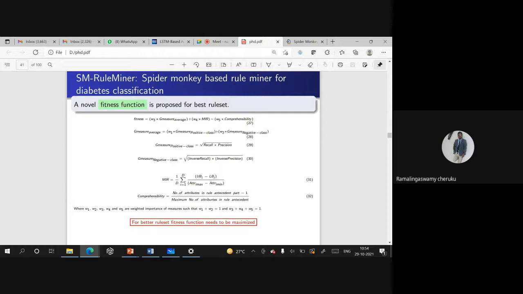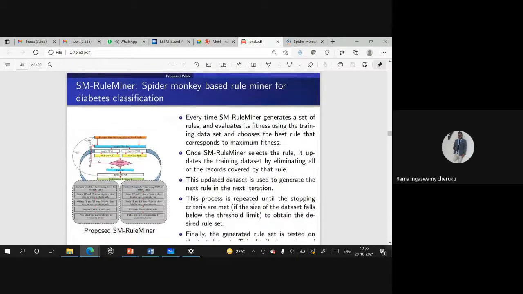So altogether, we combined all these three measures and created a fitness function. For a better fitness function, you have to maximize this value. That means you have to maximize the G measure. The fitness function will be maximum when the G measure is maximum, MIR is maximum, and the comprehensibility is low. So we are maximizing the G measure and MIR, and minimizing the comprehensibility. In that case, the fitness function is definitely maximum. Hence, those are the solutions I am interested in: maximum G measure, maximum MIR, and minimum comprehensibility. That's why we prefer a solution which provides the maximum fitness.